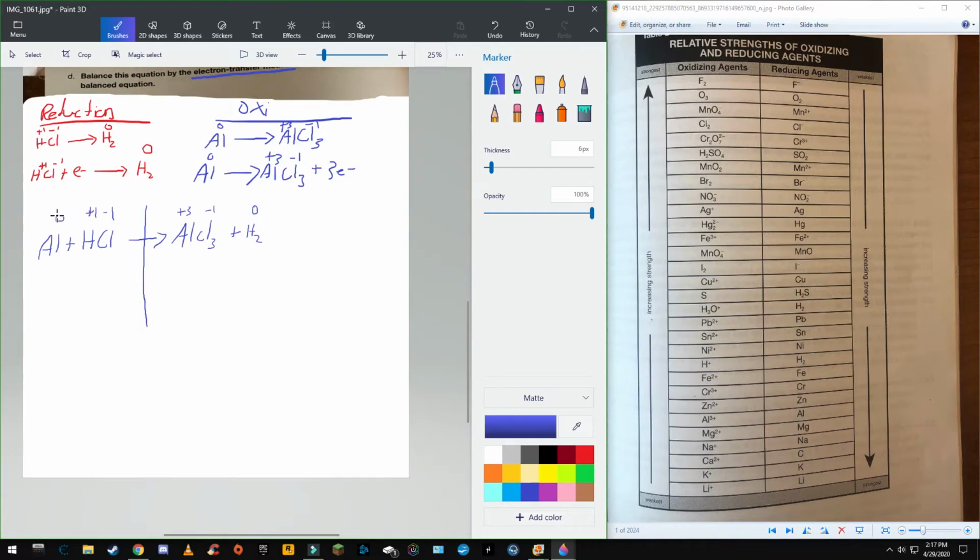And so, with balancing equations, we know it's just about getting the numbers on both sides to be equal per element, right? So we have on this side aluminum, hydrogen, and chlorine, and same thing over here. Those are the elements we're working with. On the left side, we have 1 aluminum, 1 hydrogen, and 1 chlorine. On the right, we have 1 aluminum, 3 chlorine, and 2 hydrogen.